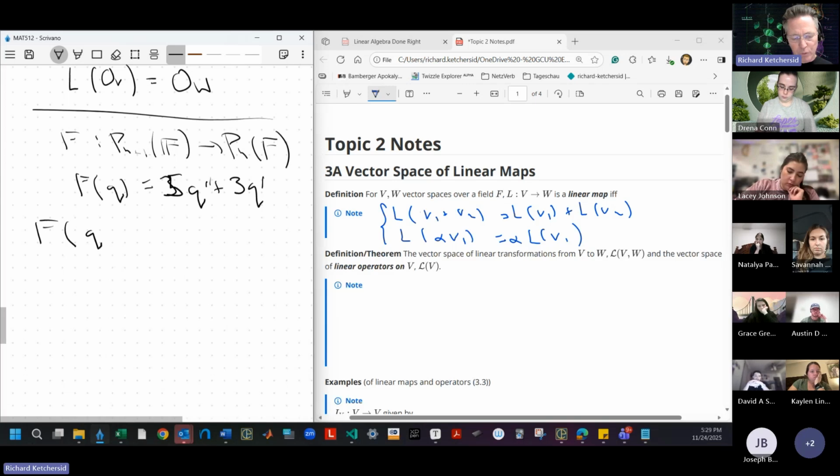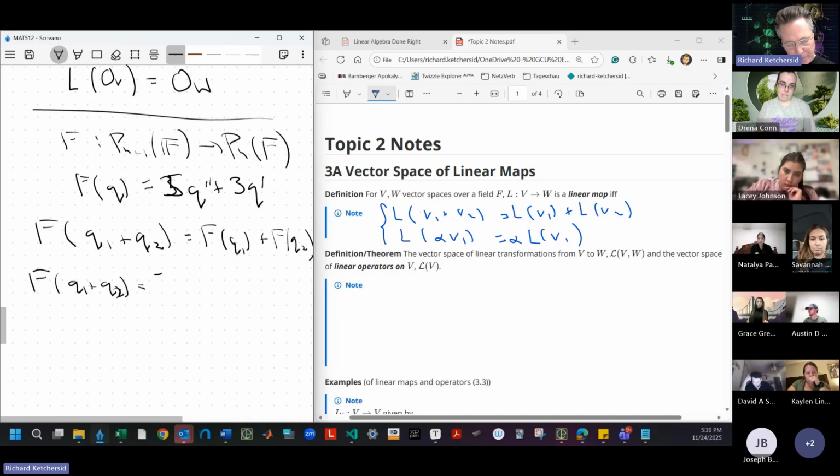I need to show that f of q1 plus q2 is what? f of q1 plus f of q2. Yep, f of q1 plus f of q2. And that's exactly something we prove in calculus classes. We are talking about derivatives, so there's a little bit of use of actual calculus here. So f of q1 plus q2 is going to be 5 times q1 plus q2 double prime plus 3 times q1 plus q2 prime, right?